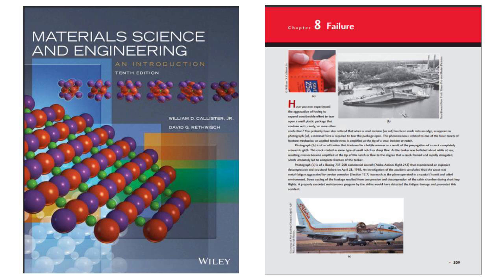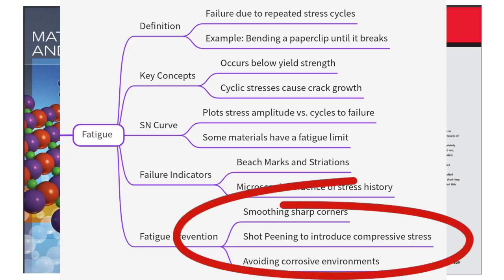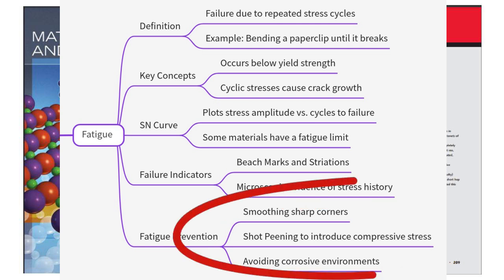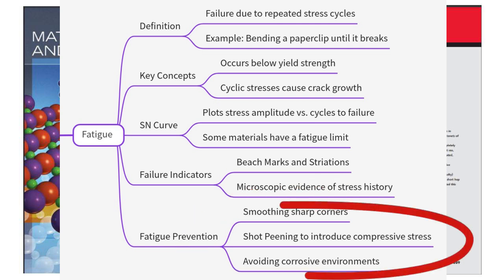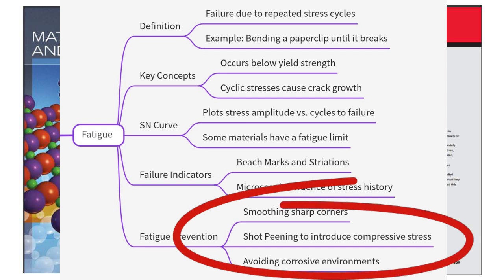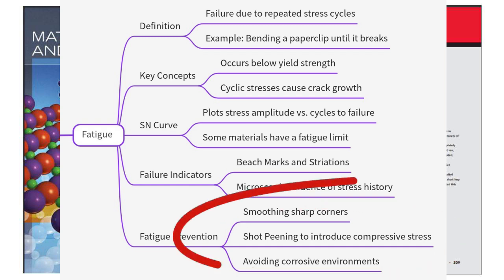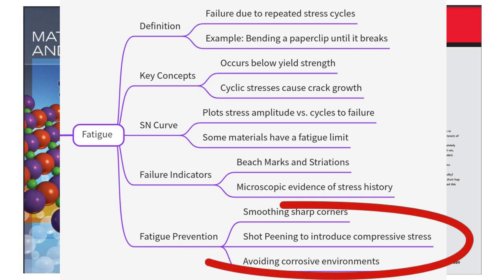Exactly. But knowing how these failures happen, is there anything we can do to prevent them? Yeah, absolutely. The textbook highlights a couple of different strategies. Some of them involve really clever design choices, like rounding sharp corners to minimize stress concentrations. Instead of having a 90-degree angle, you make it a nice smooth curve. So you're streamlining the design to reduce those stress hotspots, those areas where the stress is going to concentrate.